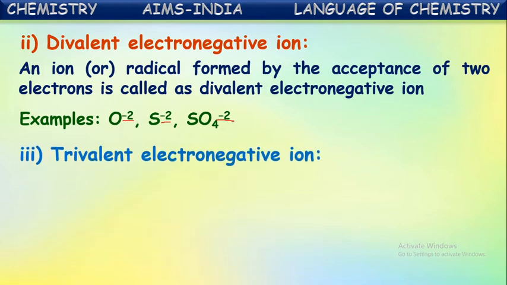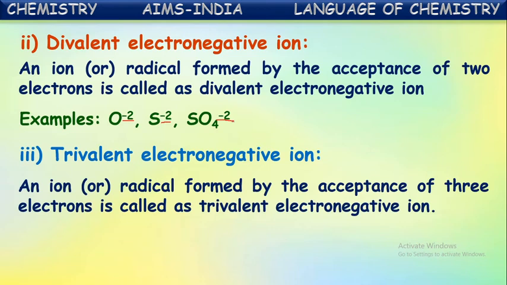Next, trivalent electronegative ions. So can we state the definition by observing those? Tri means 3, electronegative means by gaining of electrons. So the ions or radicals which are formed by the acceptance of 3 electrons are called trivalent electronegative ions.